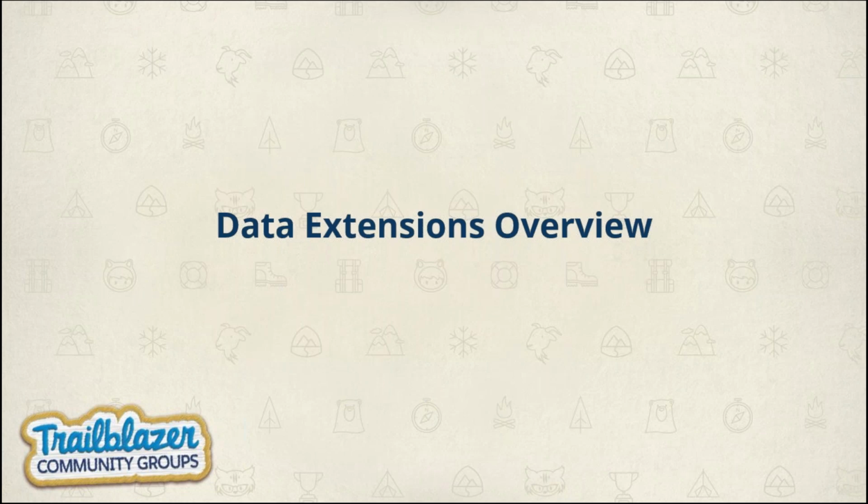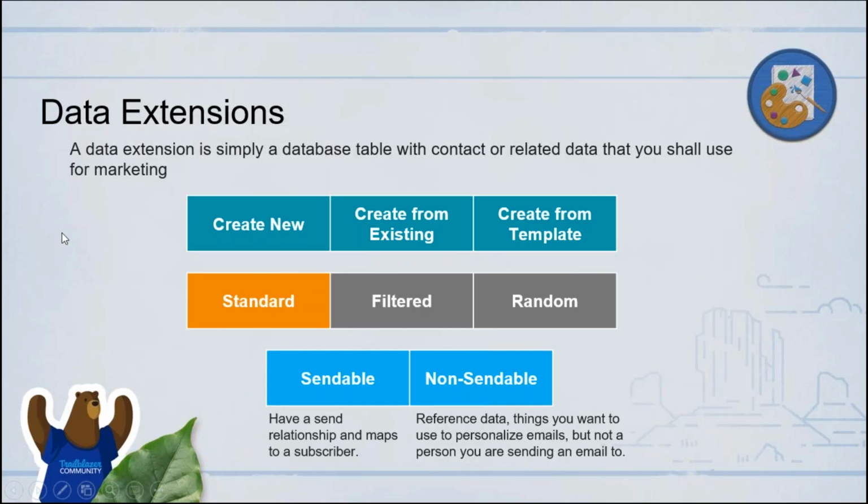Okay, so data extensions basically is how the data is stored in Marketing Cloud. We have data structures called data extensions, and they're basically database tables. Similar to if you have used SQL Server or Oracle tables, this will be very familiar for you. We can store contacts and their related data in data extensions.